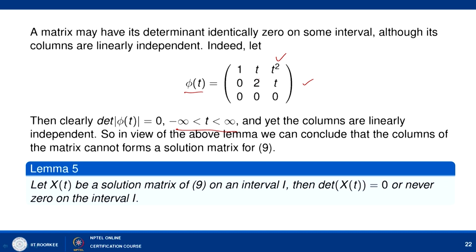In fact, if you form C1 into (1, 0, 0) plus C2 into (t, 1, 0) plus C3 into (t square, t, 0) equal to (0, 0, 0), then the only possibility I have is C1 equal to C2 equal to C3, that is 0. So, it means the columns are linearly independent, but the determinant is 0 for all t between minus infinity to infinity.